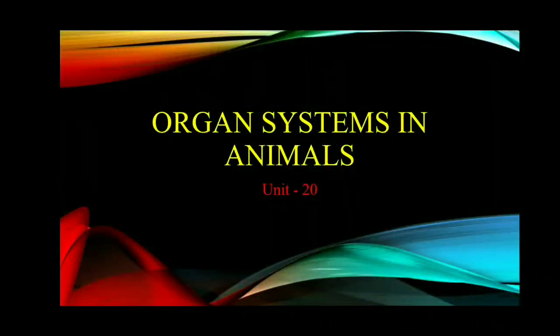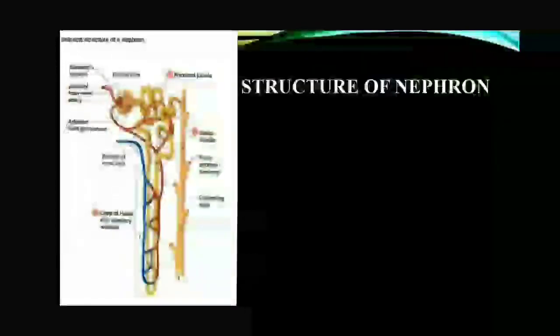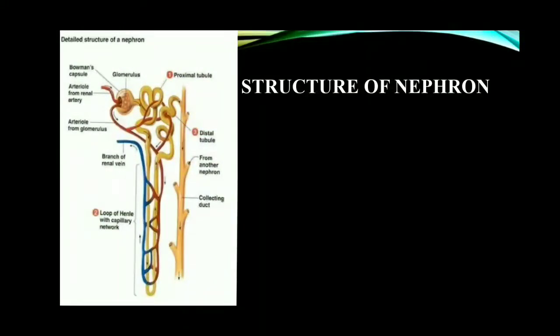Today we are going to study about nephron. What is nephron? Nephron is the structural and functional unit of kidneys. We have a pair of kidneys for the excretion of waste materials. Kidneys filter the waste materials from the blood and send them out in the form of urine.